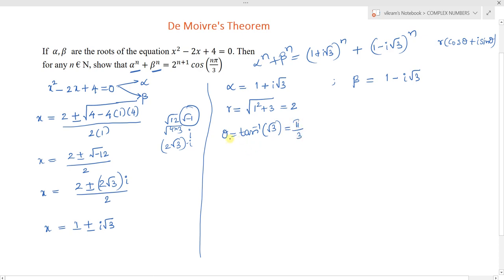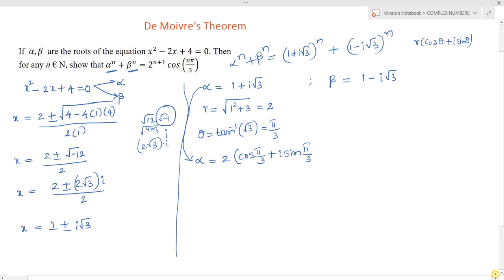Okay, theta equals pi by 3. Now how can alpha be written? Alpha can be written as R times, that is 2 times, cos theta, where theta is pi by 3, plus i sin pi by 3. Now we need to find out what the question is asking.